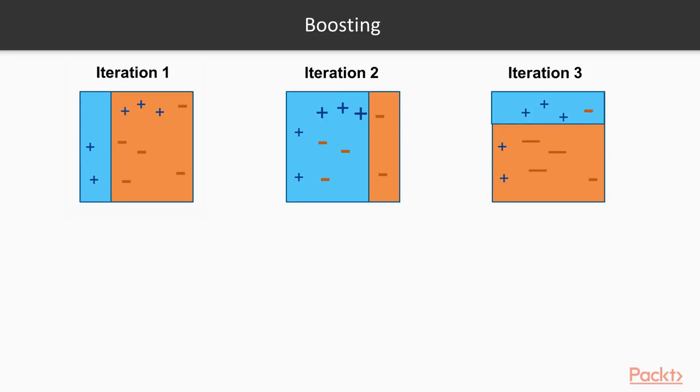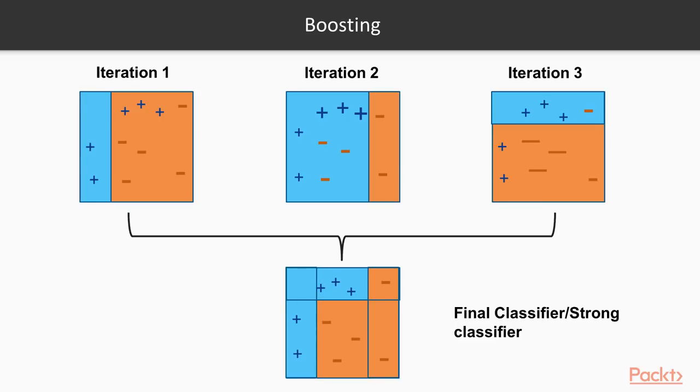Here, check the minus symbols for which weight has been increased. Once it finishes the iterations, these are combined with weights, that is, weights are automatically calculated for each classifier at each iteration based on error rate to come up with a strong classifier, which predicts the classes with surprising accuracy.